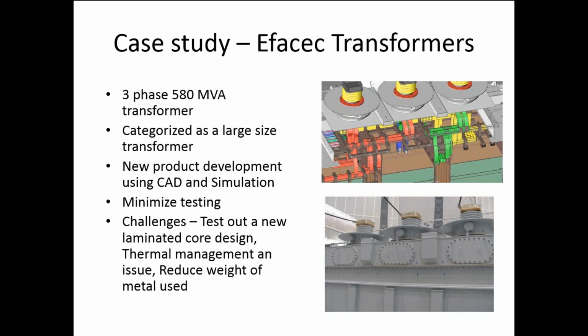What did they do? They wanted to test out a few laminated core designs that their design team had come up with, and they also wanted to really understand the thermal management. And finally, they wanted to see if they could reduce some of the weight of the metal used here, basically the shield and so on, the thickness of the shield gauge. They really wanted to see if those things could be reduced a bit or not.